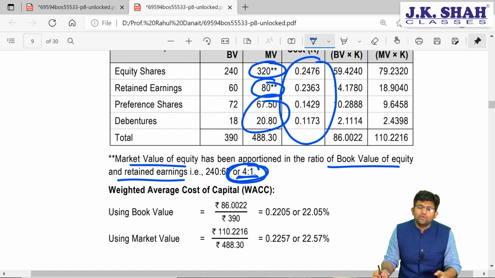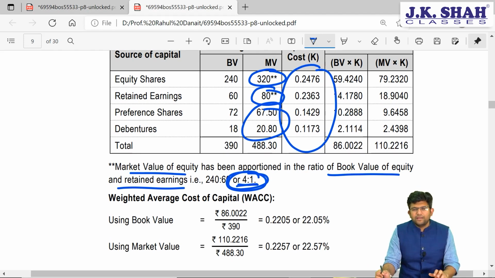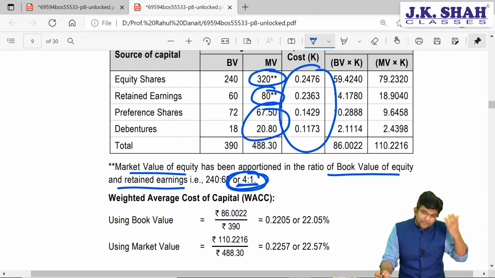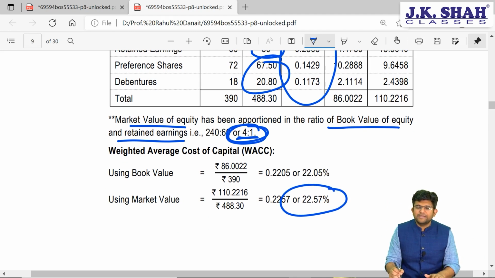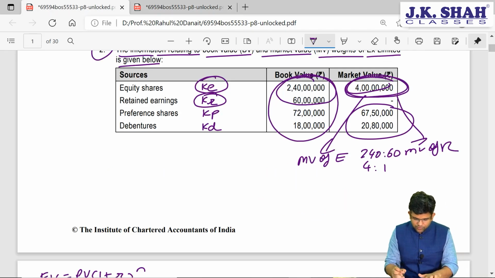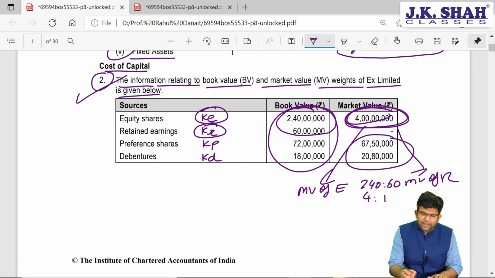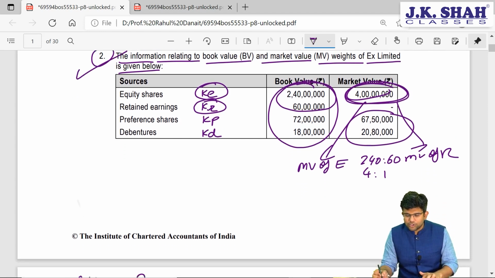You now know how to calculate WACC, right? Either do it the way the institute did it here, or do it the way in which you must have been taught in your classes, where the weights were calculated and then we do cost into weights. You will get this WACC. Everybody clear? So with that, children, we complete the discussion of the calculation of WACC for this question. That is the second question of RTP based on the chapter of cost of capital.